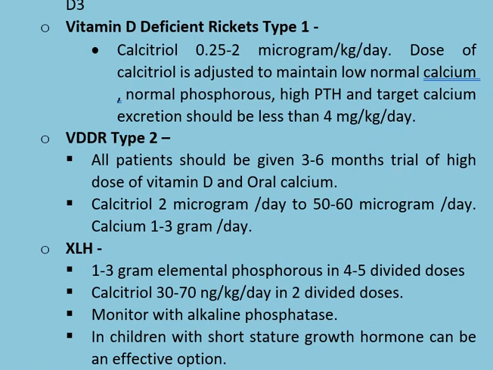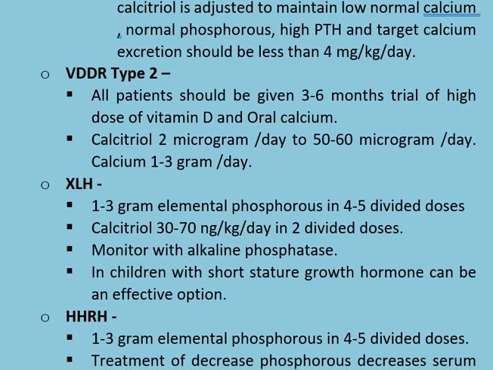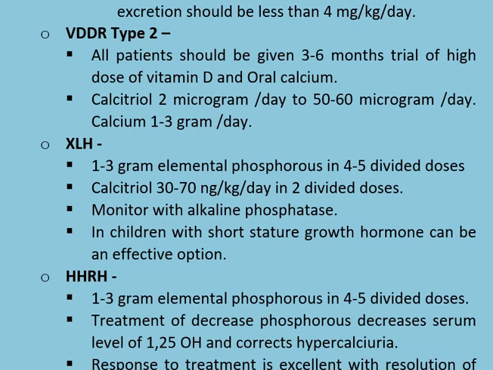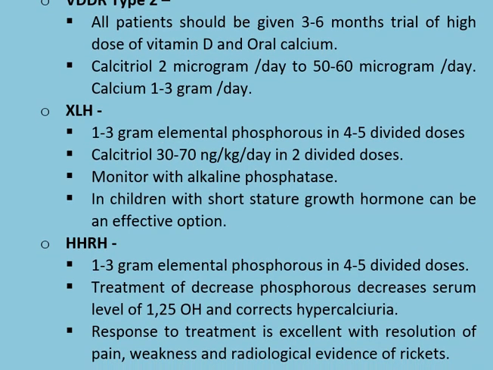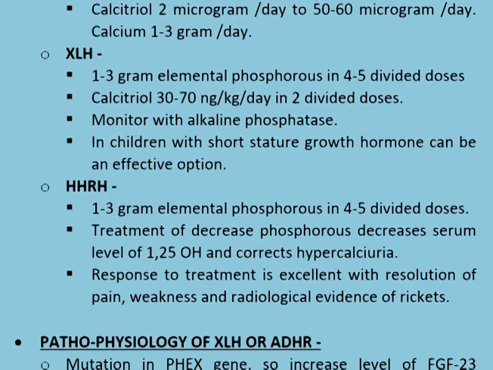Monitor with alkaline phosphatase. In children with short stature, growth hormone can be given. In hereditary hypophosphatemic rickets with hypercalciuria, give 1 to 3 gram of elemental phosphorus in 4 to 5 divided doses. Phosphorus causes diarrhea, so it has to be divided equally. Treatment with phosphorus decreases serum levels of 1,25 hydroxylase and corrects hypercalciuria. Response to treatment is excellent, with resolution of pain and weakness and radiological evidence of rickets.